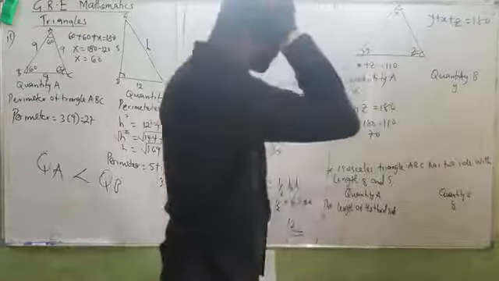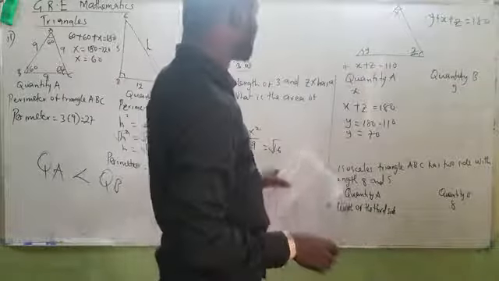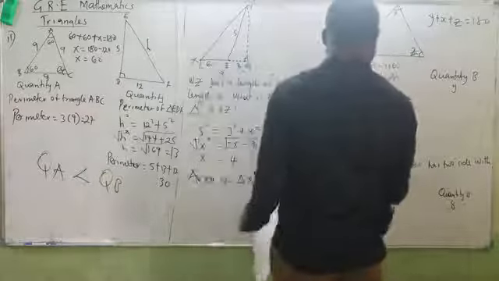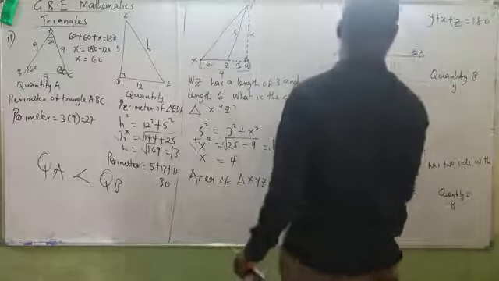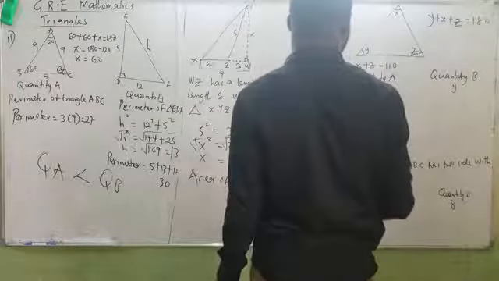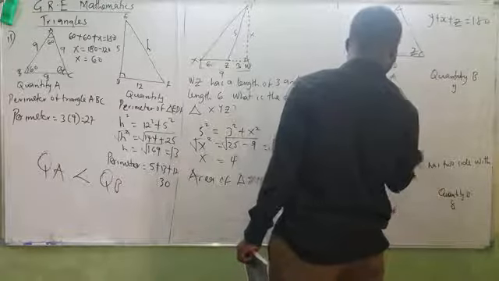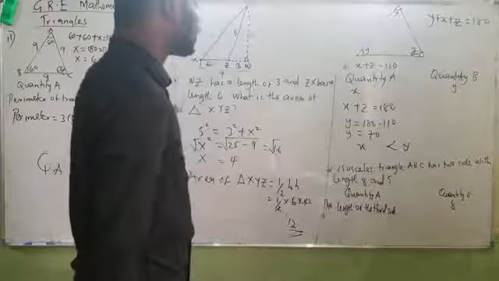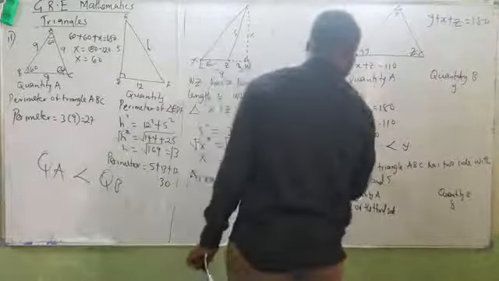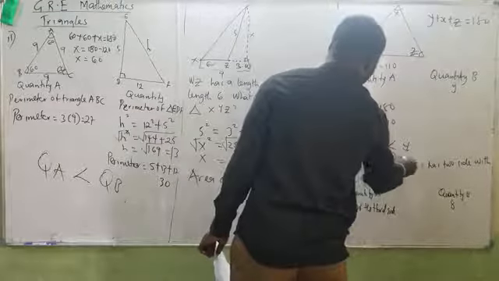Since y equals 70, it means x plus y equals what? 110. X plus y equals 110. Surely, my x will be less than what? Y. My x will be less than y. It means quantity A will be less than what? Quantity B. Take note of that.